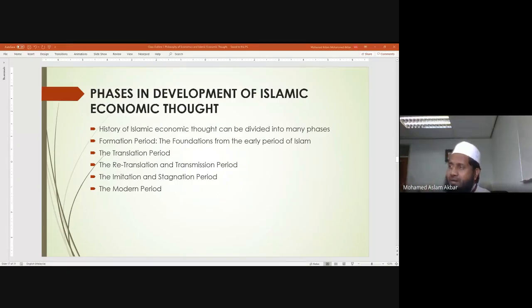Zuhud is not something bad, let me tell you. If you have a pant that is your favorite, and suddenly it cannot be used, maybe it's torn, instead of throwing it away and buying a new one, you go and stitch it and use it again. It is part of zuhud. I think some of us are already practicing zuhud, because we don't want to waste resources. We want to use whatever we have until it can be used, right?